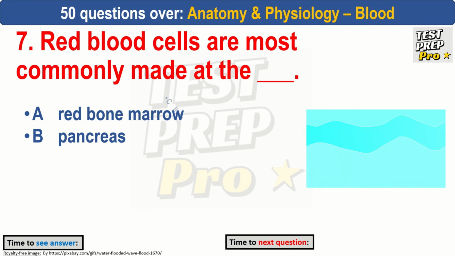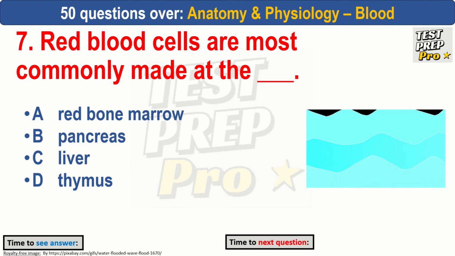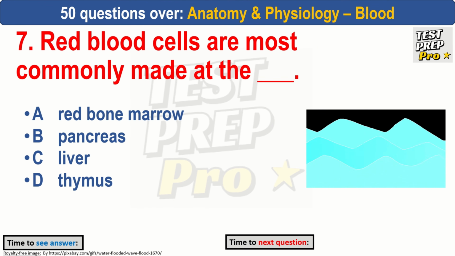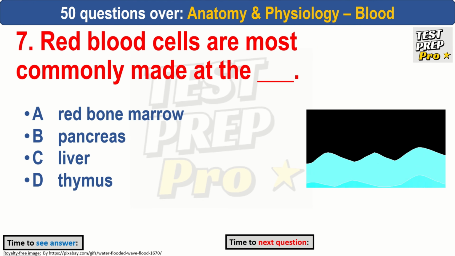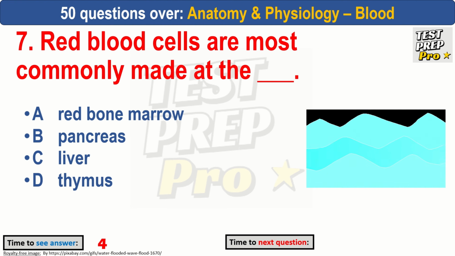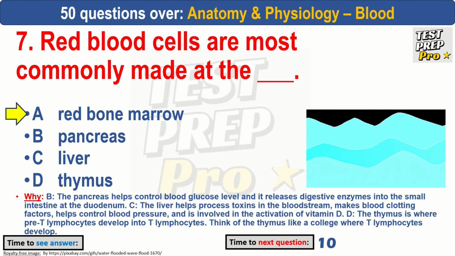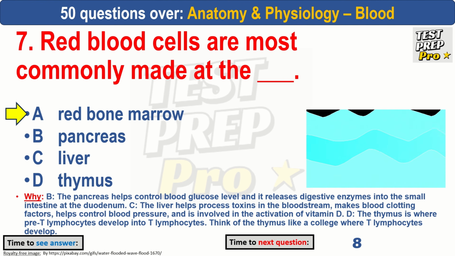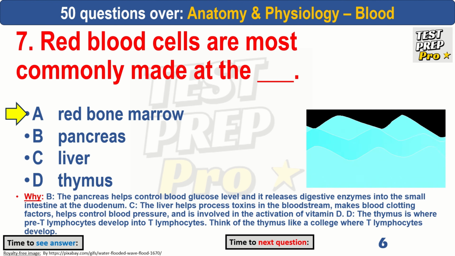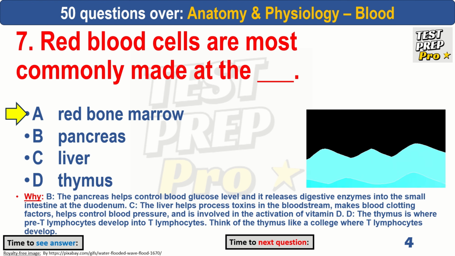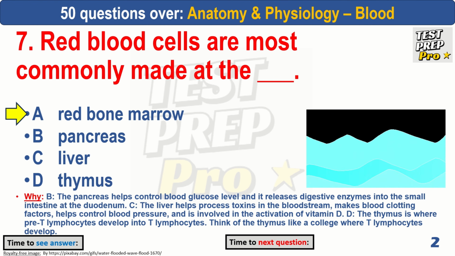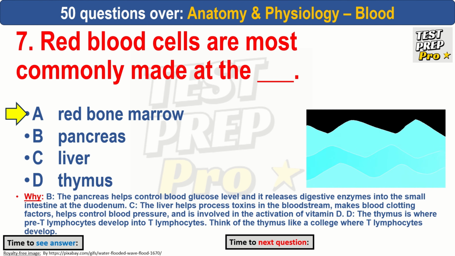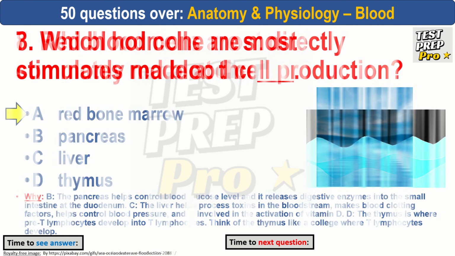Red blood cells are most commonly made at the blank. Is it A, red bone marrow, B, pancreas, C, liver, or D, thymus? So where do you make your red blood cells at? The answer is at the red bone marrow. This is at the very center of bone. You have yellow bone marrow and red bone marrow. Yellow is more in an off state, but red bone marrow is where you make your red blood cells at.